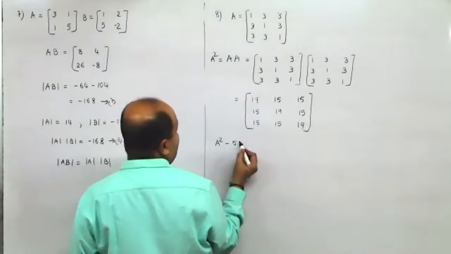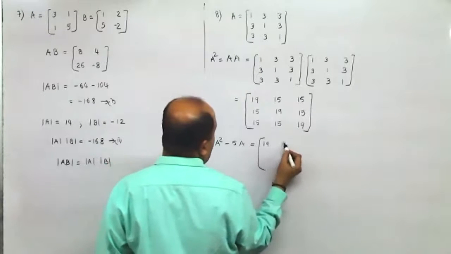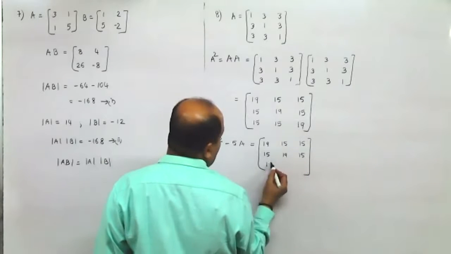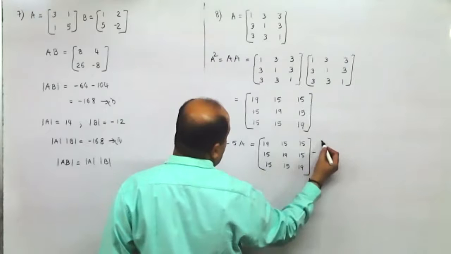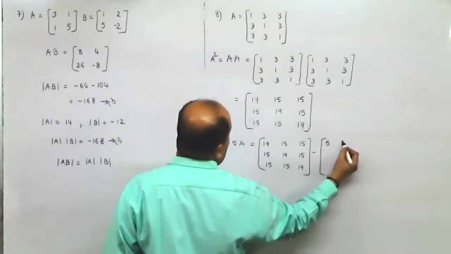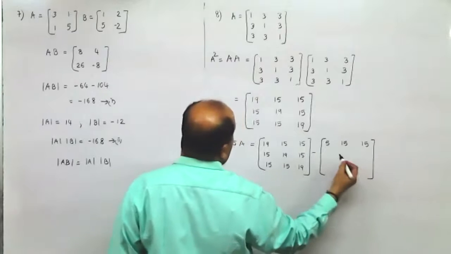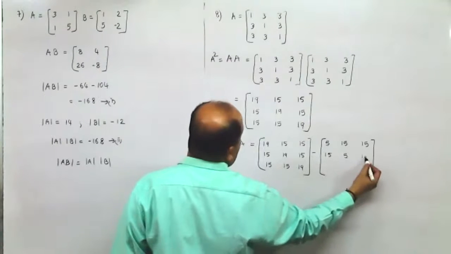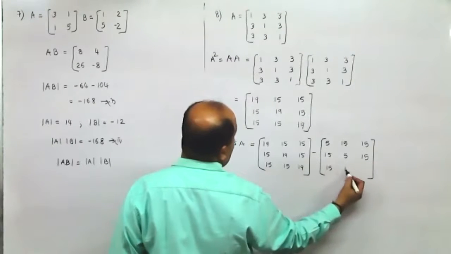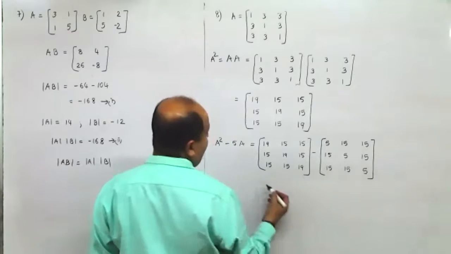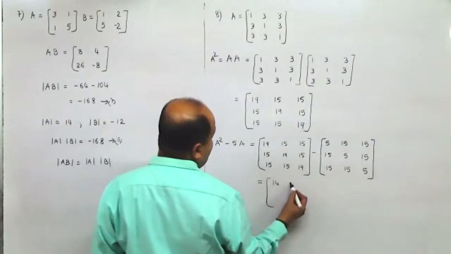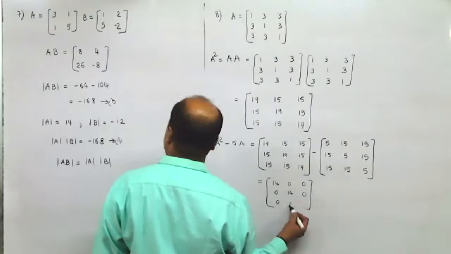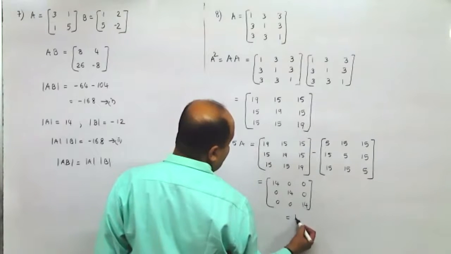Now, what is A square minus 5A? This would be the same here. 19, 15, 15, 15, 19, 15, 15, 15, 19 minus 5 times A. So it is 5, 15, 15, 15, 15, 5, 15. This is 15, 15, and 5. Now 19 minus 5 is 14. This is 0 and 0. This is 0, 14 and 0. This is 0, 0 and 14. So this would be 14 times I.